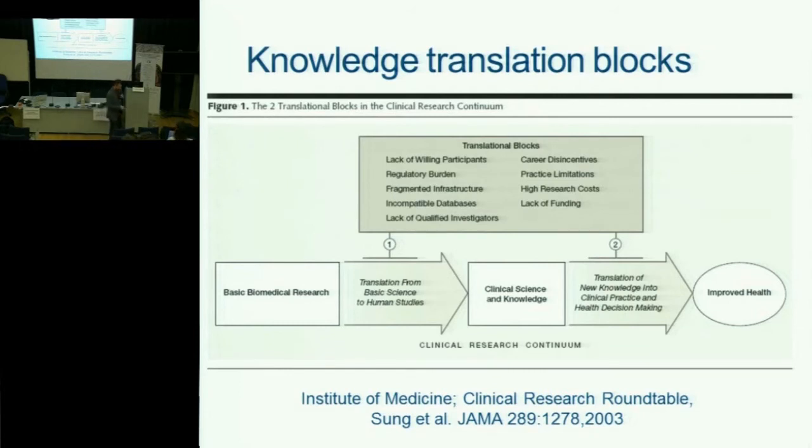Substantially there are two main knowledge translation blocks. This is the basic biomedical research, and this is the clinical science and knowledge. You may work on transferring knowledge from basic science to human studies, and this is usually considered the first block, or you may work on the translation of clinical science to improving health, and in these cases you have classically the phase 3 trials, the registration trials, and what happens after that level, while phase 1 and phase 2 trials are in between.